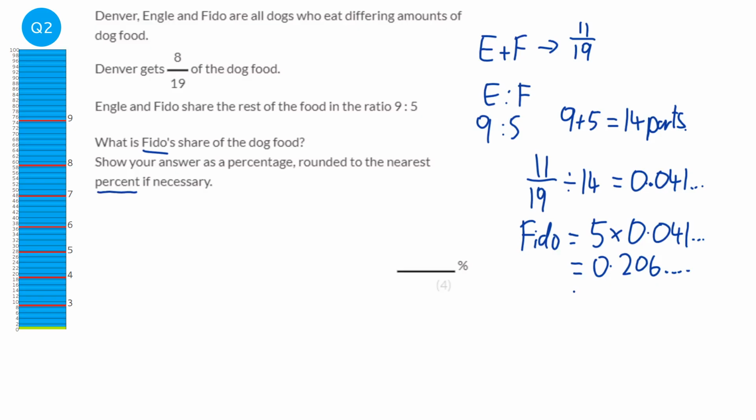So I'm just going to times that by 100. So we have 20.676... percent, and it wants it rounded to nearest percent, so that would be 20%. Or actually it would be 21%, because this would round it up, so 21%.